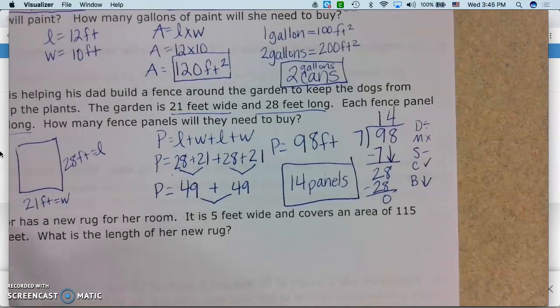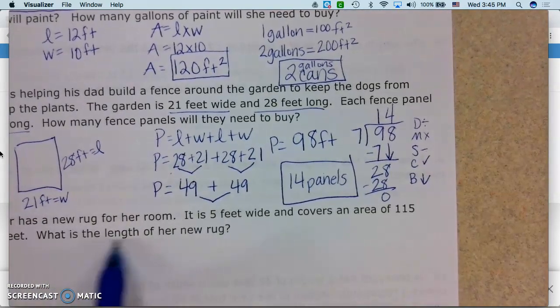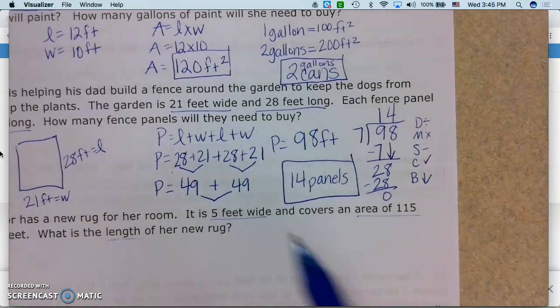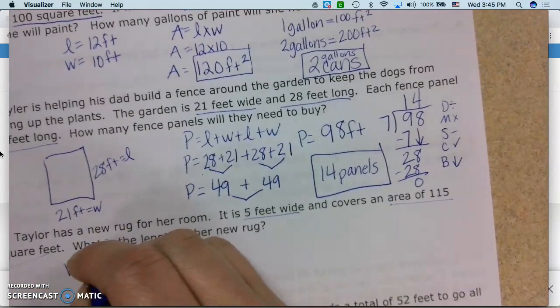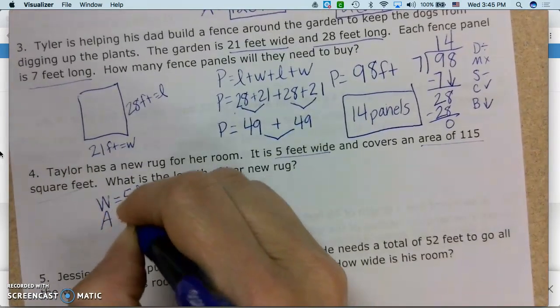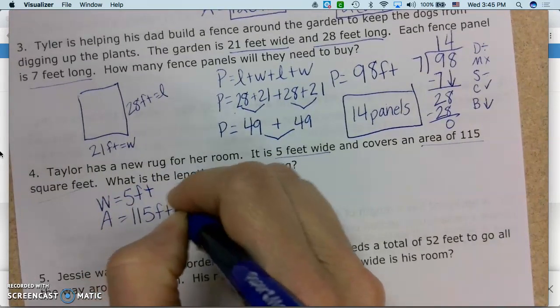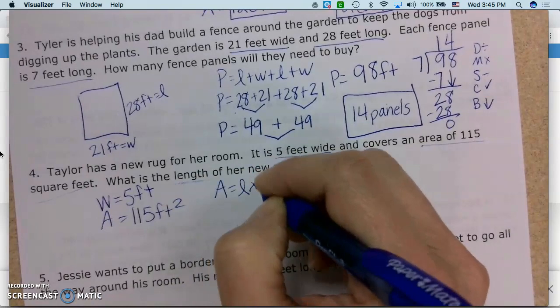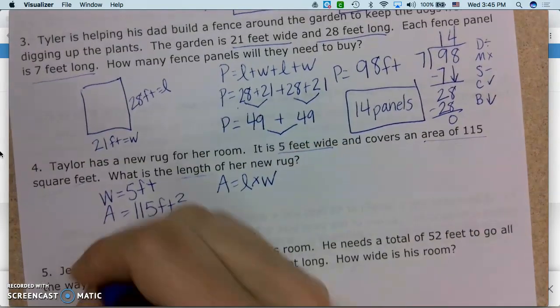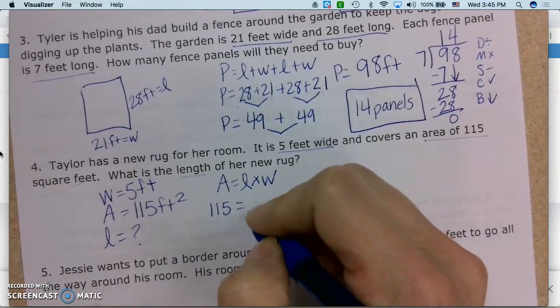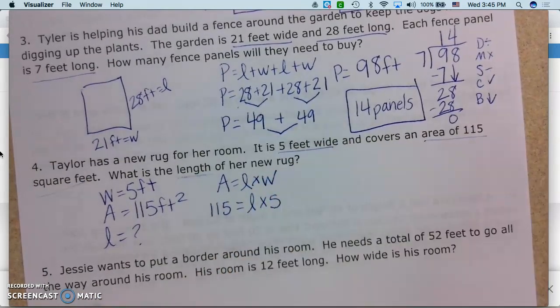All right, so Taylor has a rug and they want to know the length of her rug. And they tell us that the area is 115 square feet and the width is 5 feet. So I'm going to write down what I know. And since they gave me the area, I'm going to use the area formula to find the missing part. I don't know my length. So then I'm going to do 115 is equal to length times 5.